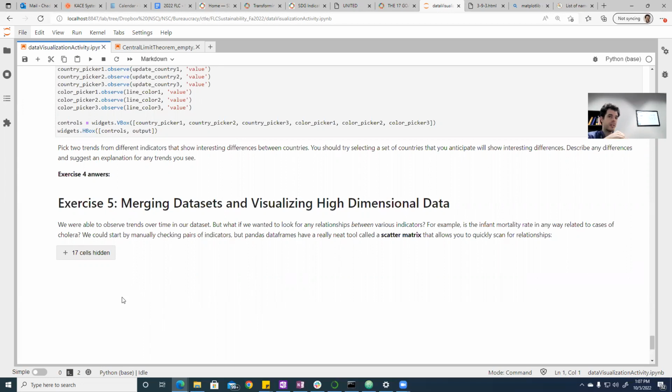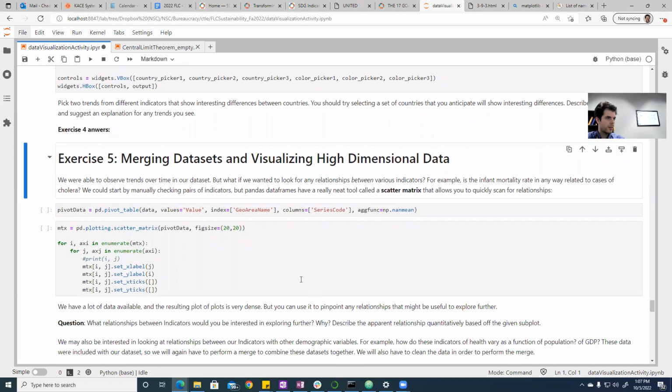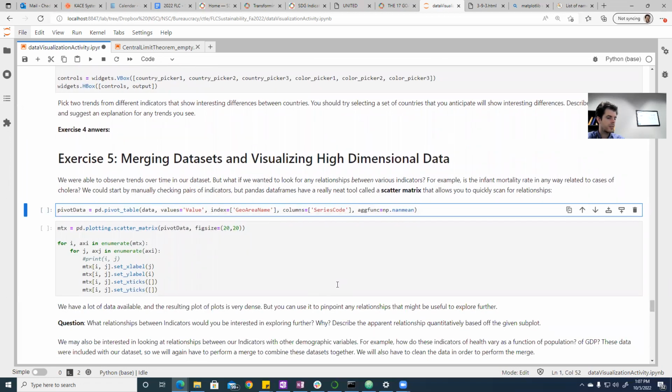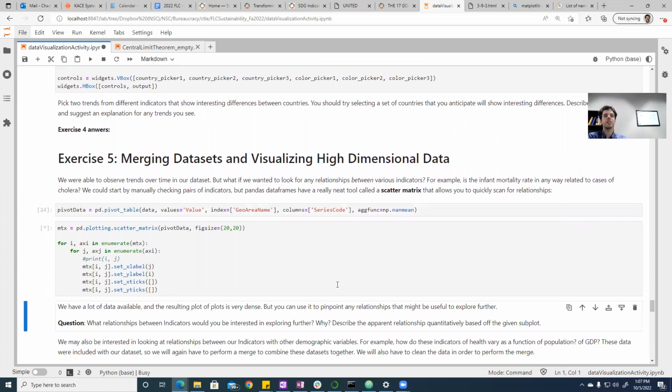For instance, maybe we want to plot an indicator against population, right? Population isn't one of our indicators, so we're actually going to have to grab that from somewhere else if we think that population may influence one of these indicators, right? So with that, the first thing we're going to do is do a visual inspection of our data itself.